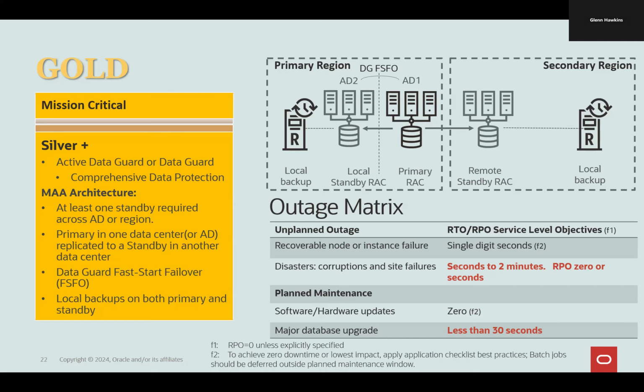And given that they're really close together, we recommend Fast-Start Failover, which is part of Data Guard. If the primary can't be detected from an observer or from the standbys, it will fail over to the roles in the order that you've set up. First to the local standby. If the local standby is not available, then it'll fail over to the remote standby.